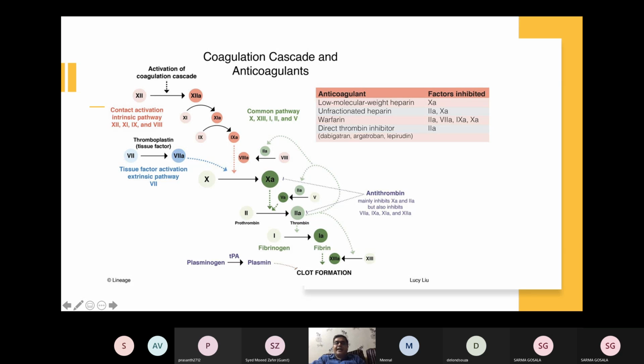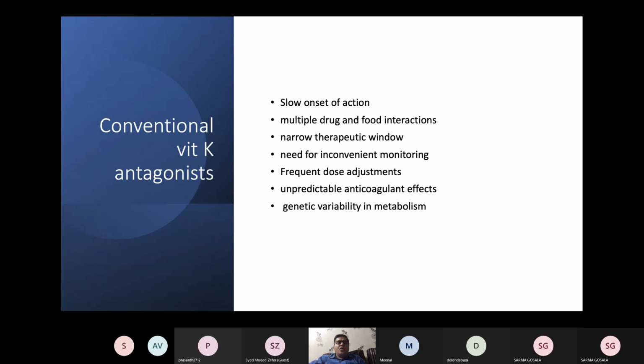Basically, there are direct thrombin inhibitors: dabigatran, and argatroban, which is a parenteral one. This is the oral anticoagulant. So we've been using warfarin for so many years, 10 years and more. What was the problem with warfarin? We all know that, we have been through this during our practice.